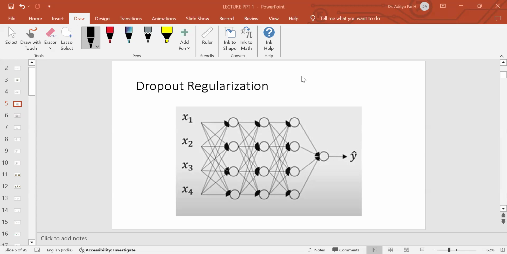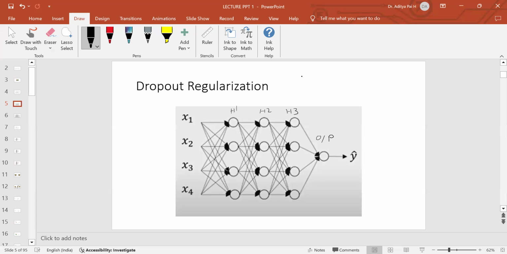As you can see in the figure, there are four inputs, x1, x2, x3, and x4. These four inputs are given to the different hidden layers. This is hidden layer 1, this is hidden layer 2, this is hidden layer 3, and the output layer.